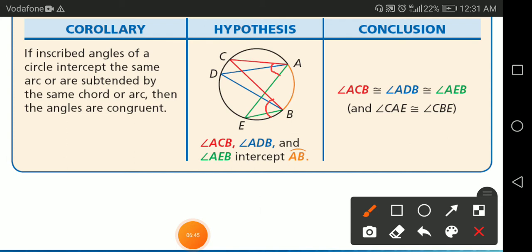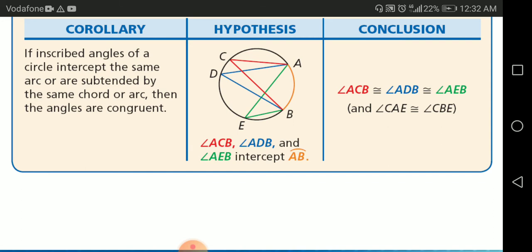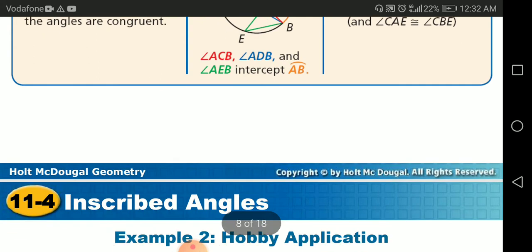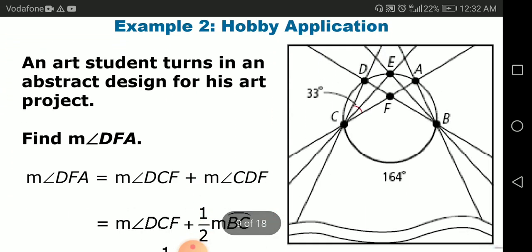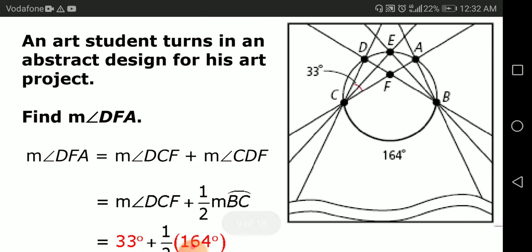And another small thing, if they share the same arc, we get this information: angle CAE is congruent to angle CBE. But let's now focus on the three angles above. So let's complete. What is this? It's very complicated. No, don't worry.